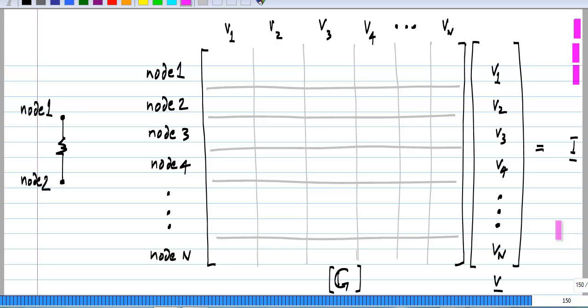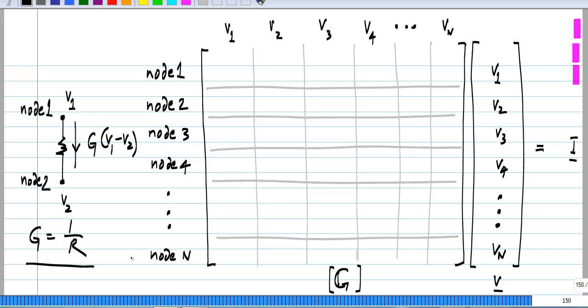Now let's see if a resistance is connected between nodes 1 and 2, what happens to it? How does it contribute to this conductance matrix? So there will be a current, and the voltage at node 1 is V1, the voltage at node 2 is V2. So the current will be G times V1 minus V2, where G again is 1 by R, and I have been saying repeatedly, sometimes it's convenient to use resistances in the formulation of equations, sometimes it's more convenient to use conductances.